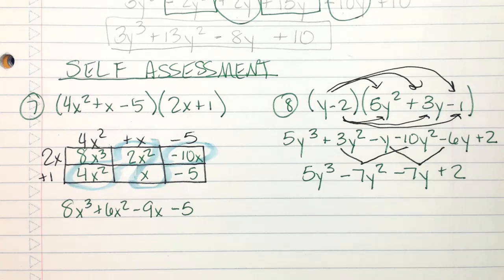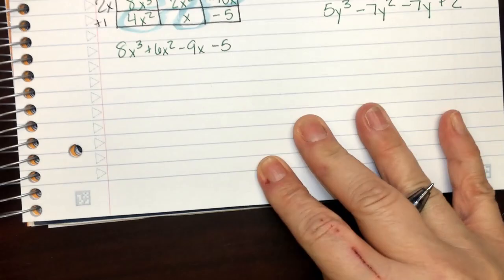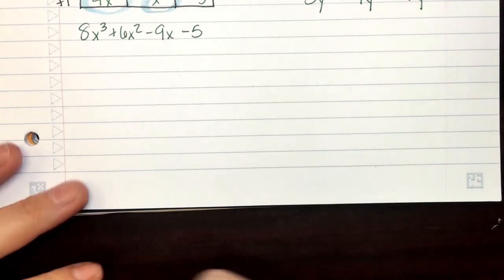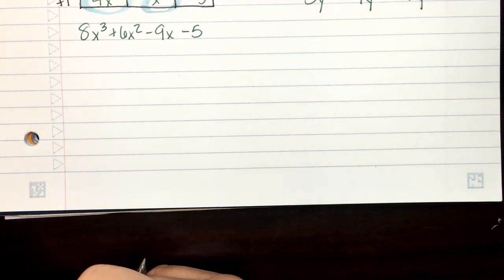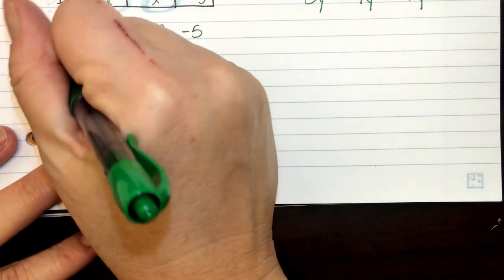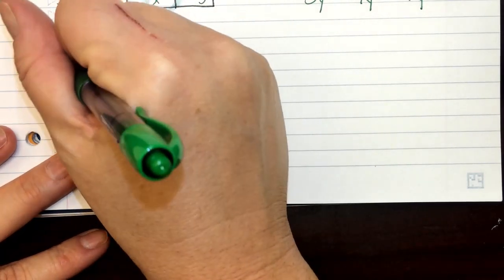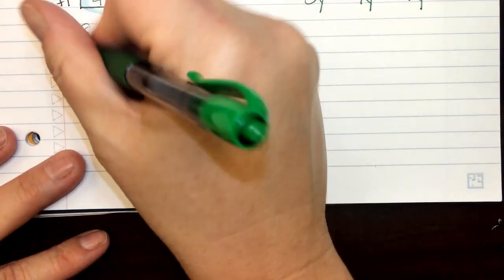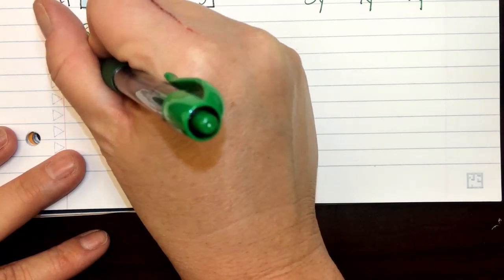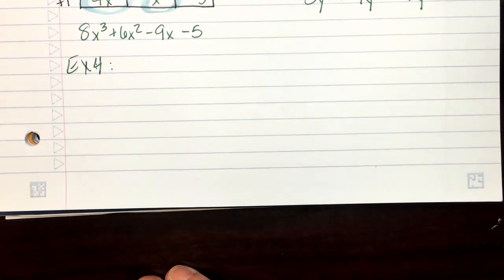So the next one, if you flip your page over to example 4, I'm just going to stay on my book. It says to multiply it in a horizontal format. I really don't care which method you use. If you don't like this way, then you can do it the other way. All right, they're just giving suggestions.